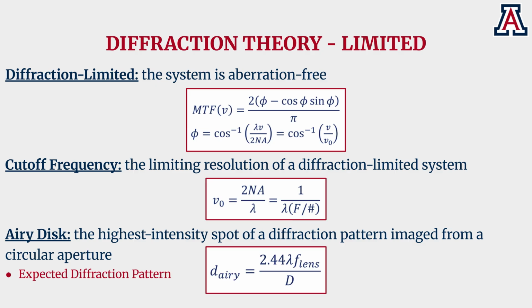Finally, the Airy disk is the diffraction pattern from a circular aperture. The Rayleigh criterion states that two points are just resolved when the peak of one aligns with the first zero of another, giving a minimum resolvable spot size of 1.22 lambda f-number.